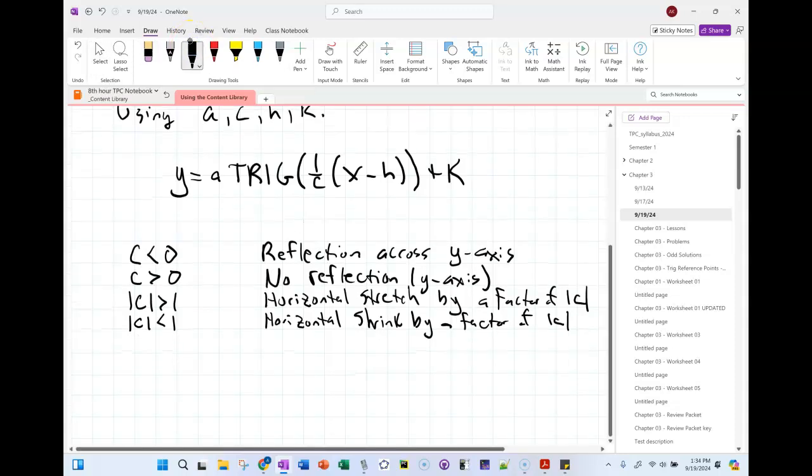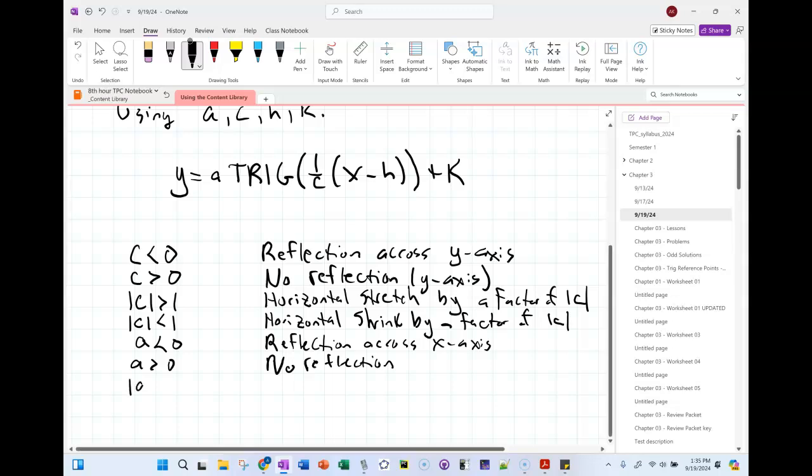Next thing we'll look at is the A's. The A's kind of do a similar thing, but this time you're looking at the up and down actions. So again, we're going to have a reflection this time across the x-axis. And the dilations are going to be vertical stretches and shrinks.